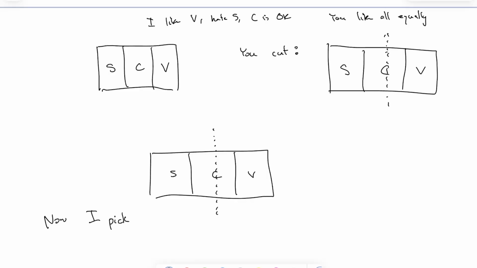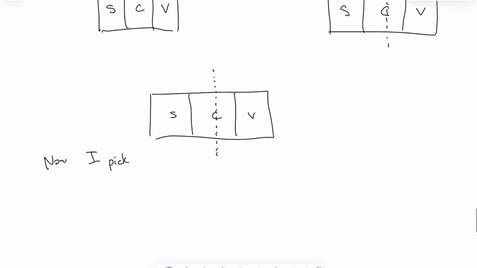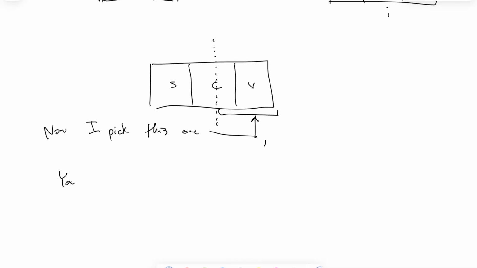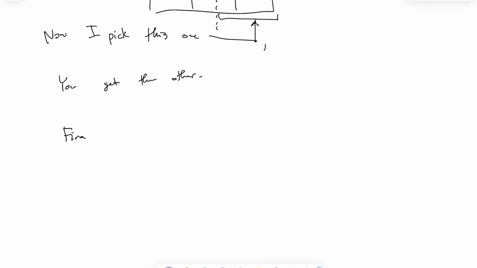I like the vanilla. I hate the strawberry. The chocolate is okay. So I'm going to try to avoid the strawberry part. I'm going to take the vanilla part and half of the chocolate. So now I pick this one, right? This half. And then you get the other side. Now I pick this one. You get the other.